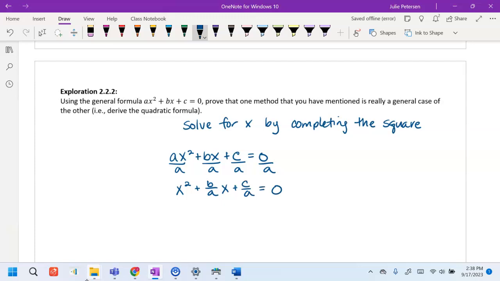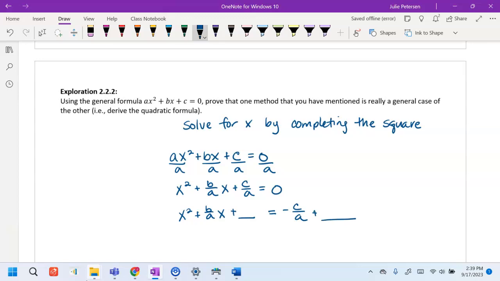All right, so remember we want to get our x's on one side of the equation, and anything that doesn't have an x needs to be on the other side. So I'm going to write x squared plus b over a x, and then I'm going to leave some space. I'm going to subtract that c over a here. And now we're really set up perfectly for completing the square. So you might want to pause the video here and see how far you can get. Otherwise, we'll press on.